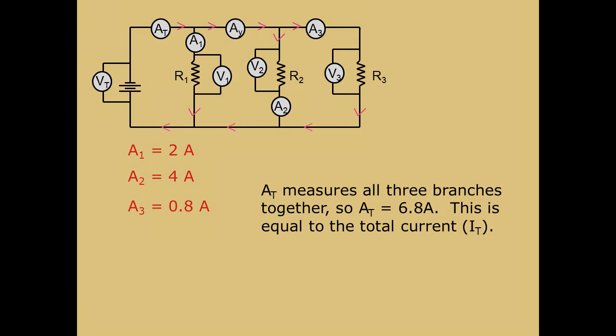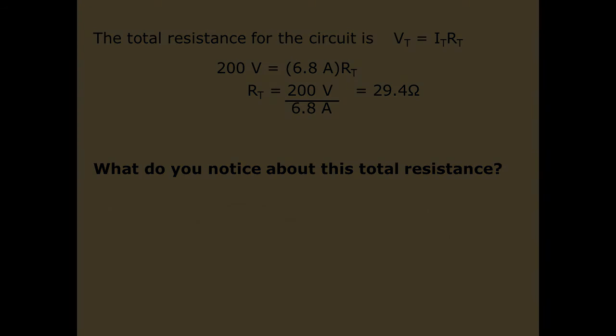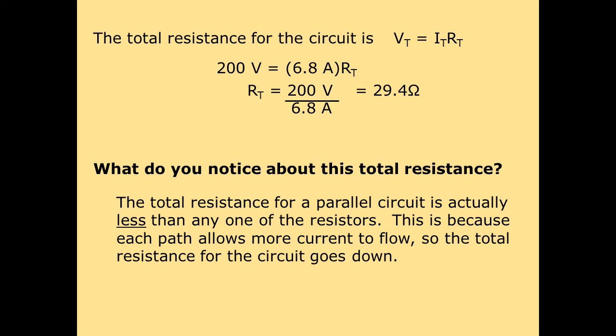We can turn that around now and say, okay, let's use our total current and total voltage in Ohm's law again, this time applied to the entire circuit altogether, which gives us 200 volts of Vt equal to 6.8 amps of It multiplied by Rt, the total resistance of this circuit. Solving that gives you a total resistance of 29.4 ohms. Well, that's funny. 29.4 ohms is less than any of the resistors that we put in there. Does that make any sense?